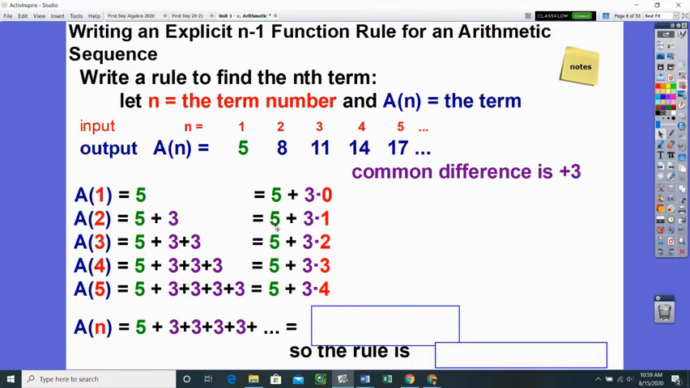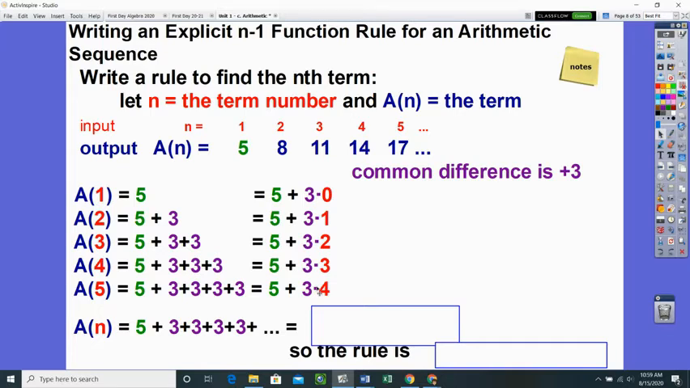Notice that every time there's the original, and we're adding a 3 or 2 3s or 3 3s, or if you go back to the first term, we didn't add any 3s. So you're always taking the first term and adding some number of 3s. If it's the first term, you don't add any 3s. The second term, you're going to add 1 3. The third term, you're adding 2 3s, and so forth.